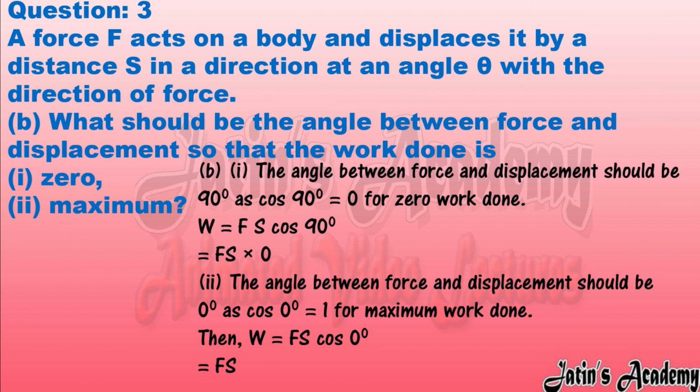What should be the angle between force and displacement so that the work done is zero? Answer. The angle between force and displacement should be 90 degree as cos 90 degree is equal to 0 for 0 work done. Next, when work done is maximum, the angle between force and displacement should be 0 degree as cos 0 degree is equal to 1 for maximum work done.